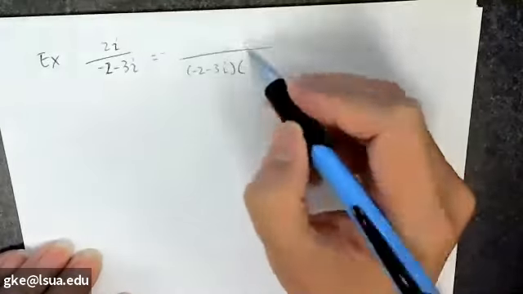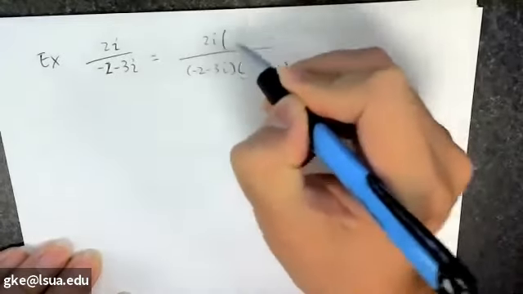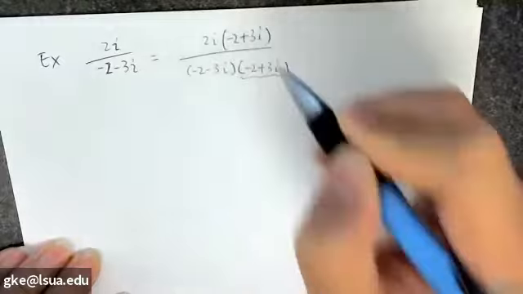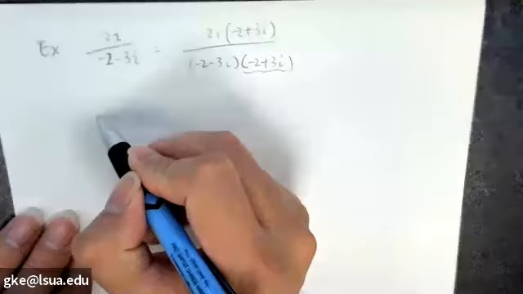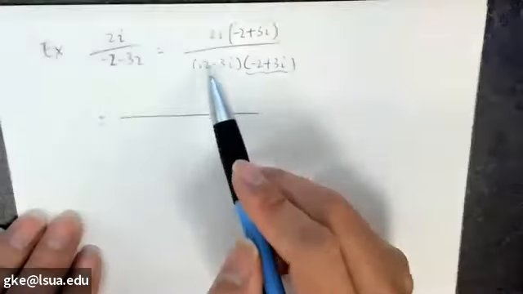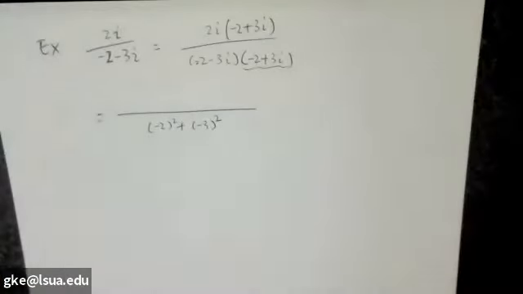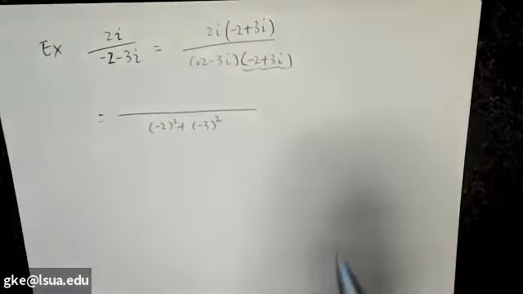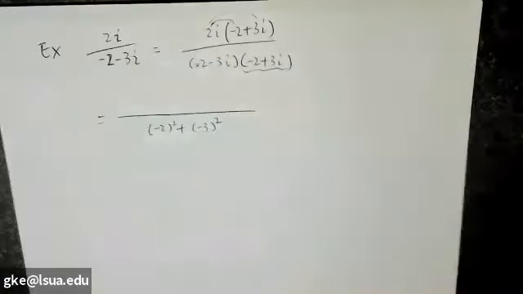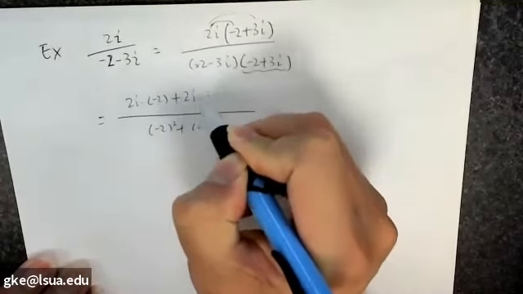Times conjugate. Since this times this number, we need a times this number for the numerator. That's the first step. And the second step, just calculate. For the denominator, -2, -3. So -2 squared plus -3 squared. And that's it, a squared plus b squared. Very straightforward. And for the numerator, distribution: 2i times -2 plus 2i times 3i.